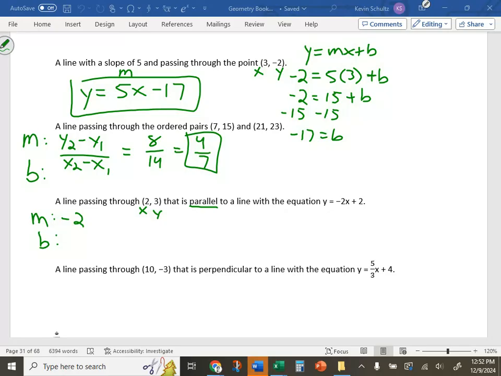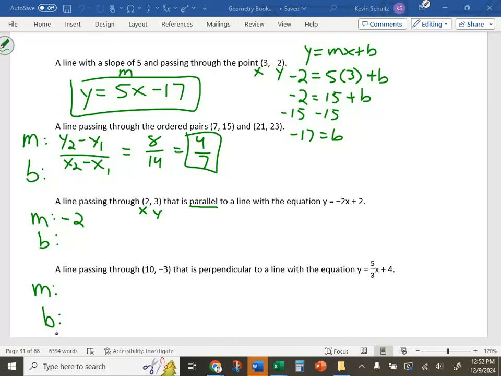The last one. A line passing through point (10, -3) that is perpendicular to a line with the equation y = 5/3 x + 4. How are you going to get your slope? Jonas? It's the slope negative 3 over 5. And how do you get that? You are correct.